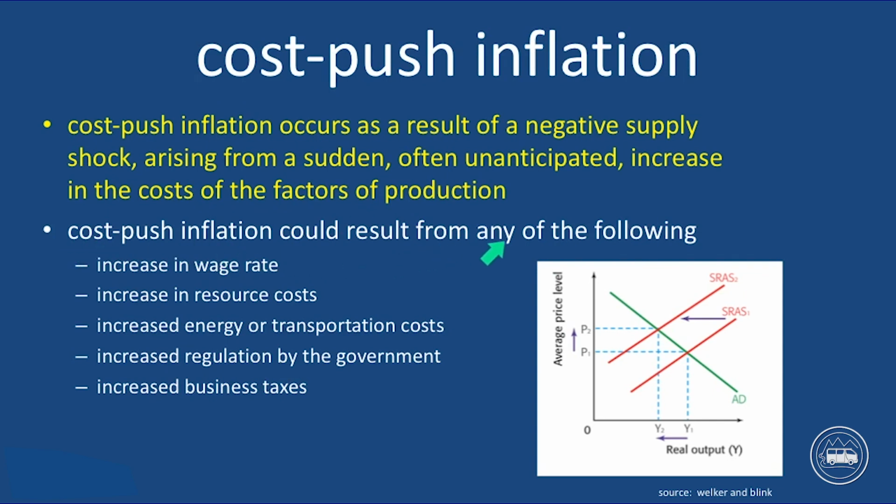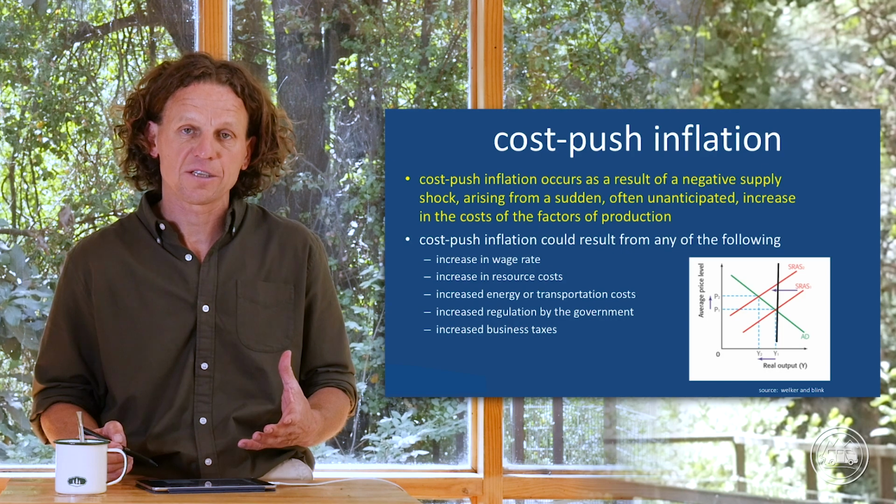Cost push inflation could result from any of the following: an increase in wages, an increase in resource costs, an increase in energy or transportation costs, an increase in regulation by the government, or an increase in business taxes. Anything that would be systematic, meaning that it would affect all suppliers in an economy, can cause cost push inflation. Okay, I'm just putting in the long run aggregate supply curve.